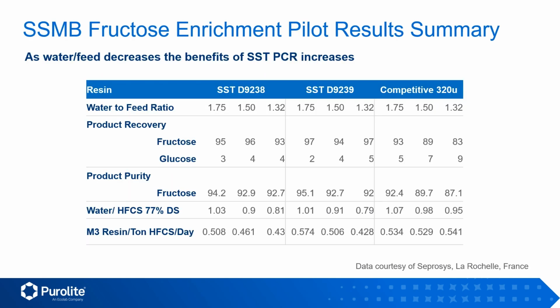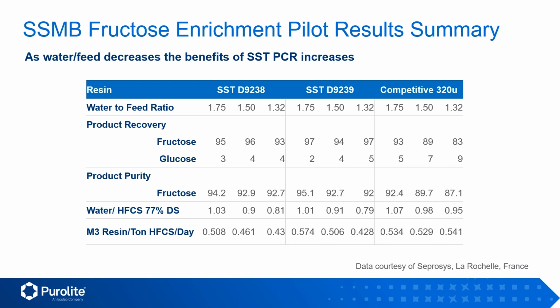The table shows the data used for the curves, along with the water consumption per ton of commercial 55 fructose and the amount of resin required to produce a ton of 55 fructose per day. The relative advantage of the SST-PCR resins increases as the water-to-feed ratio decreases.